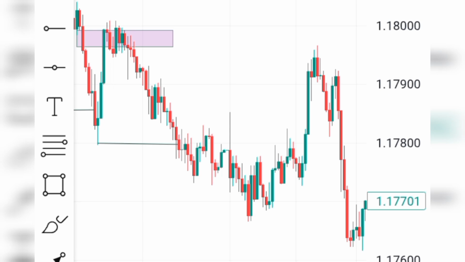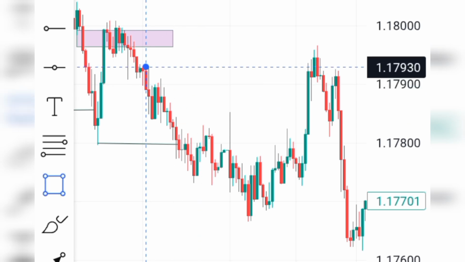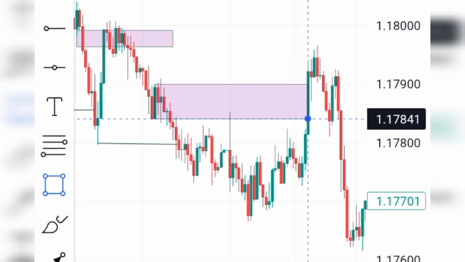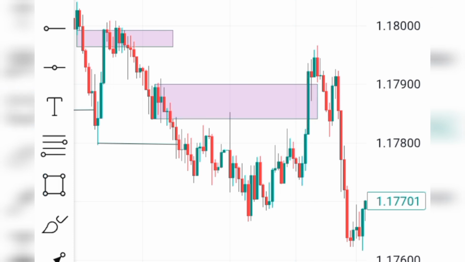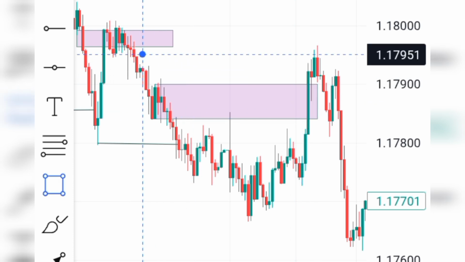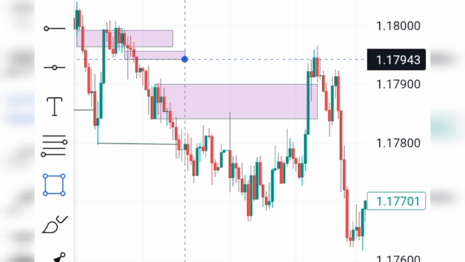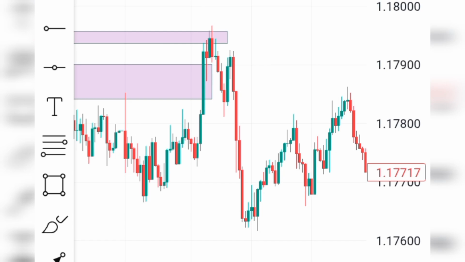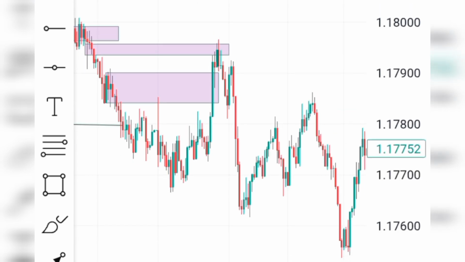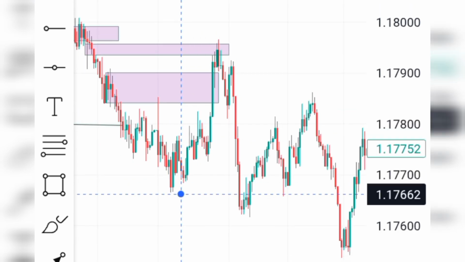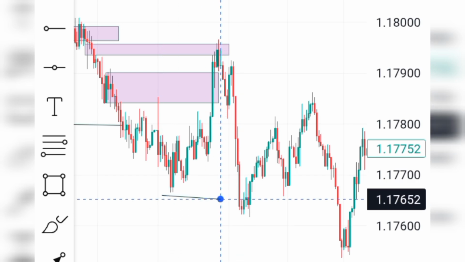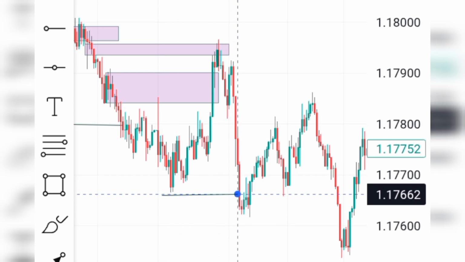You can also see that it has gone to certain zones. That was an order block zone, and there was also a fair value gap right here, though it was small. You can see that it really turned from there. Here, also, there was a break of market structure. This low was broken, creating a new low.